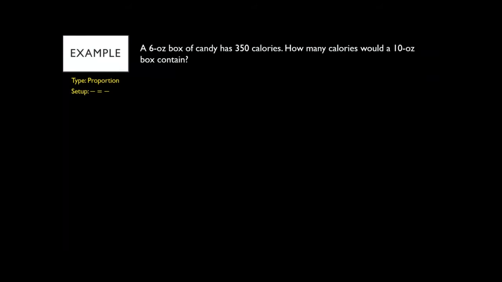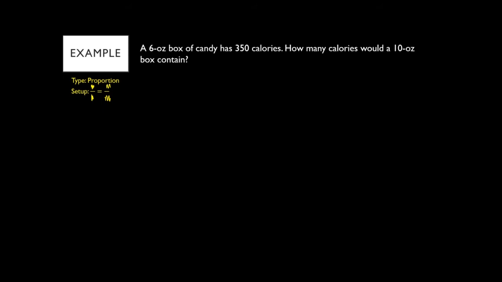So we've got the first example, and unfortunately my setup here didn't display as I had hoped. These are supposed to be fractions, where I write a fraction equal to a fraction. But we have a 6-ounce box of candy, which has 350 calories, and then we want to know how many calories a 10-ounce box contains.